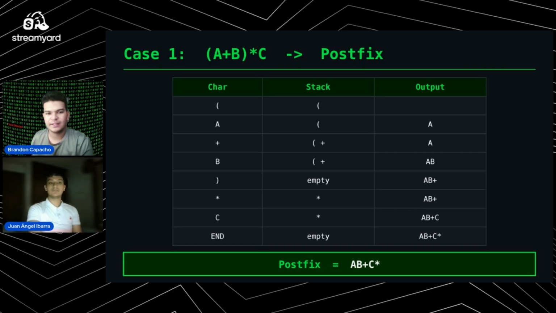We read B, it's an operand and goes to the output. The output is AB. We read the right parenthesis, so we pop until we find the left parenthesis. We pop the plus and add it to the output. Then we discard the parenthesis, and the stack becomes empty. The output is AB+. We read the times, it's an operator, the stack is empty, so we push it. We read C, it goes straight to the output. The output is AB+C. At the end, we empty the stack. We pop the times and add it to the output. The postfix result is A B + C *.